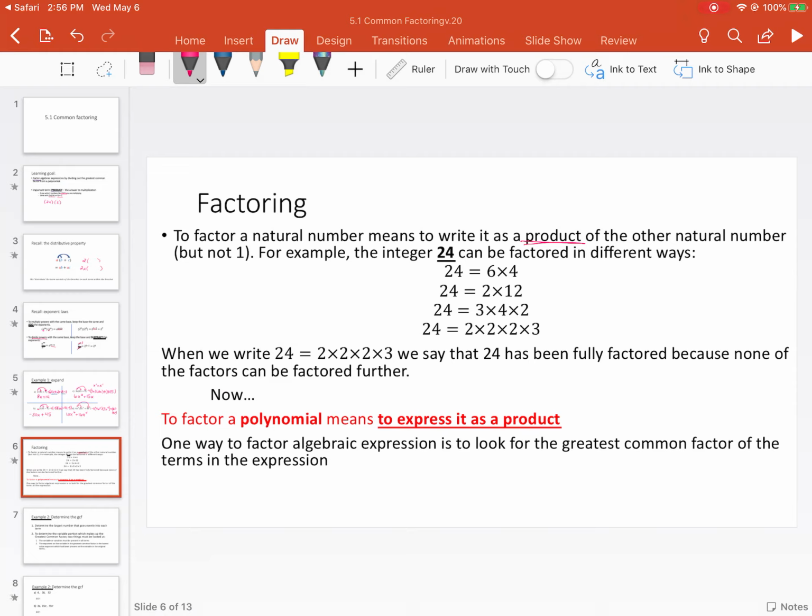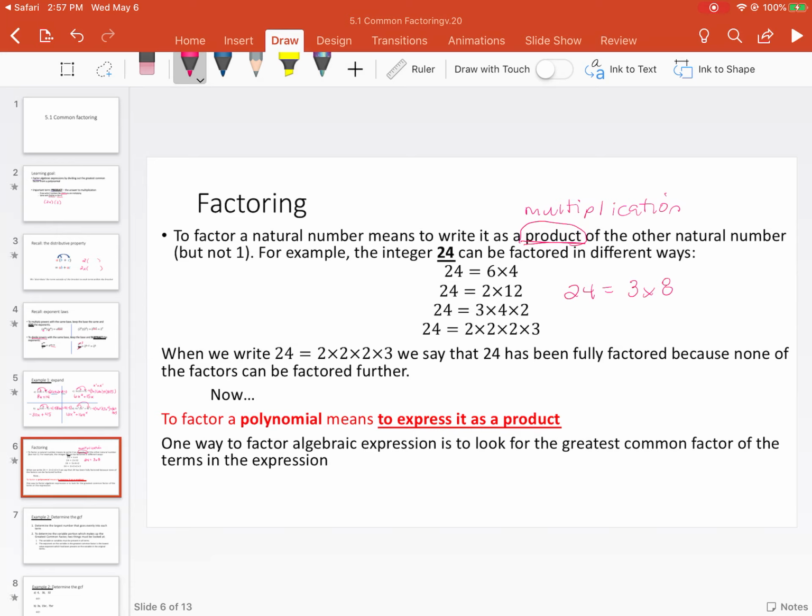Okay, so let's say you were going to write the number 24. So 24 can be written as a product. When we're talking about factoring, you're going to write a number as a product, so multiplication. So 6 times 4 is 24. 2 times 12 is 24. You could even write it as 3 times 8 is 24.